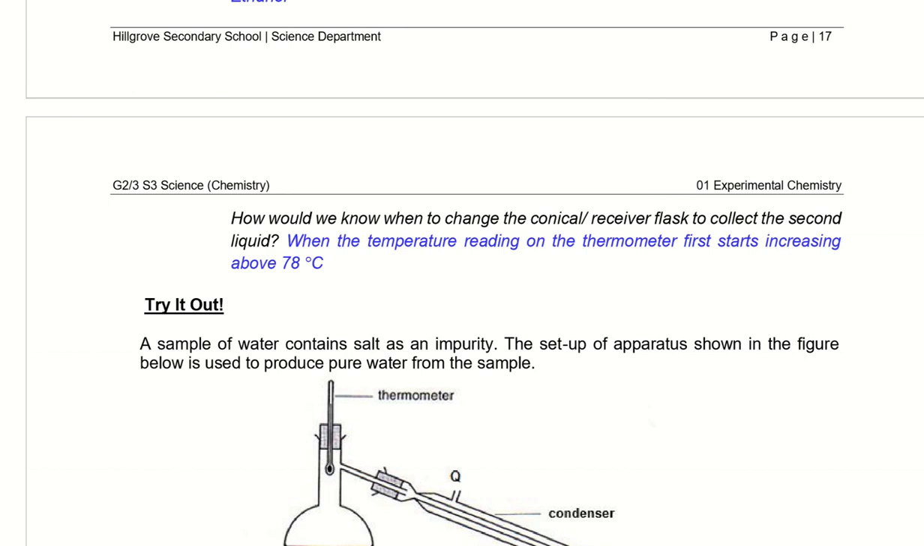So how do we know when to change the conical receiver flask to collect the second liquid? So when the temperature reading of the thermometer first starts to increase beyond 78 degrees Celsius, this tells us that it's going to collect the next liquid already.